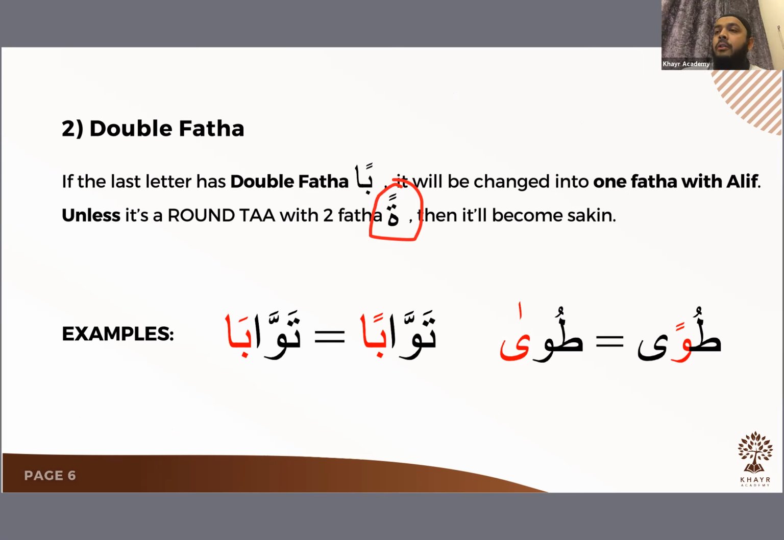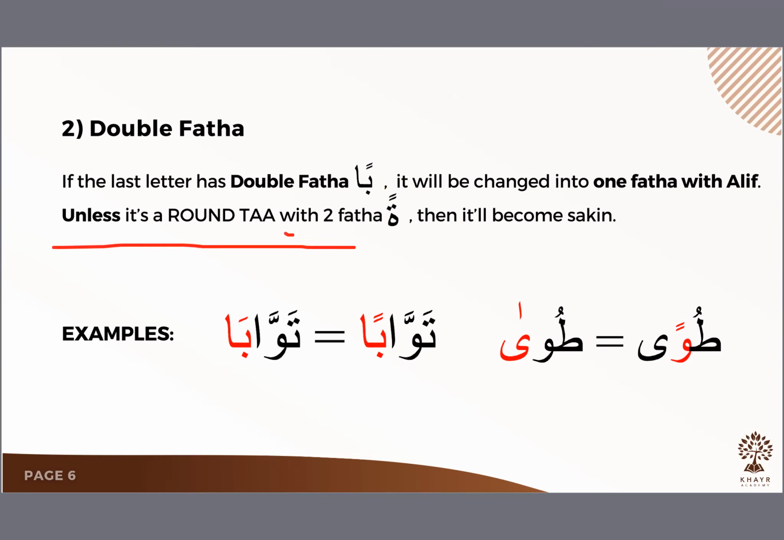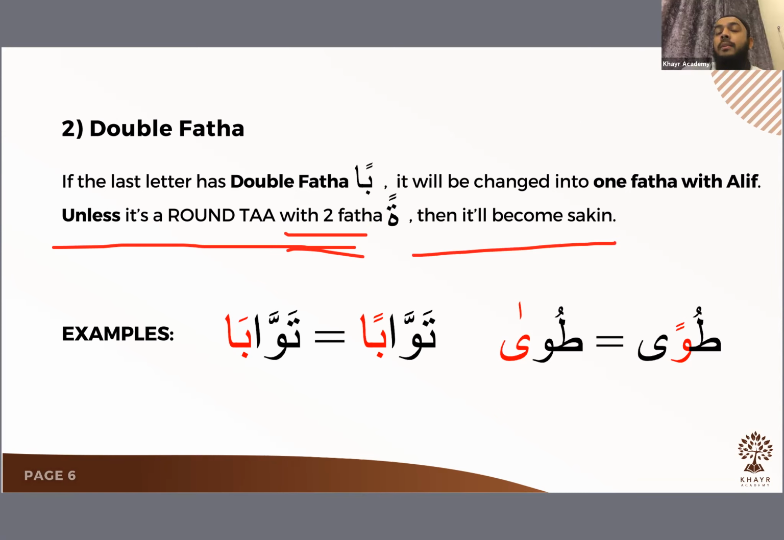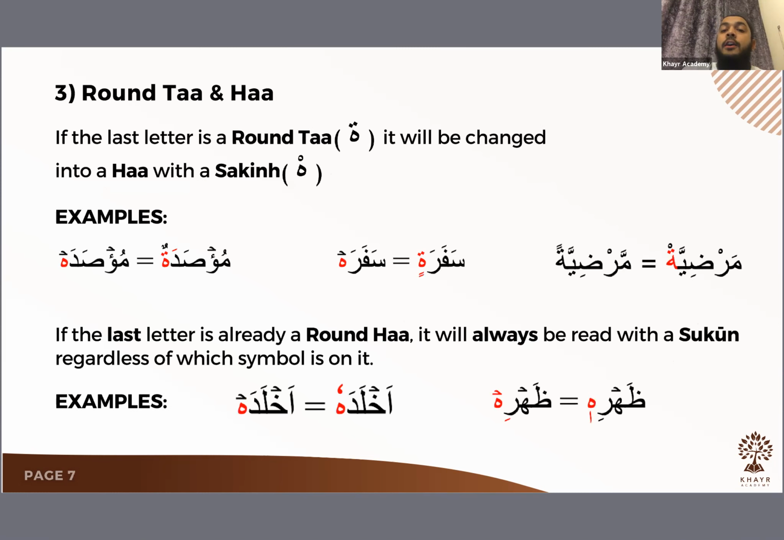Remember one thing, round ta, if I'm going to stop on it, actually let's go to the next slide, then I can explain it, because the next slide is about round ta. Unless it's a round ta with 2 fatha, it will become a sakin. Just remember that. This is the 3rd scenario of stopping. Imagine I'm reading Surah Wal-Fajr. Irji'i ila rabbiki radiyatan mardiyah. Now the last letter is a round ta.